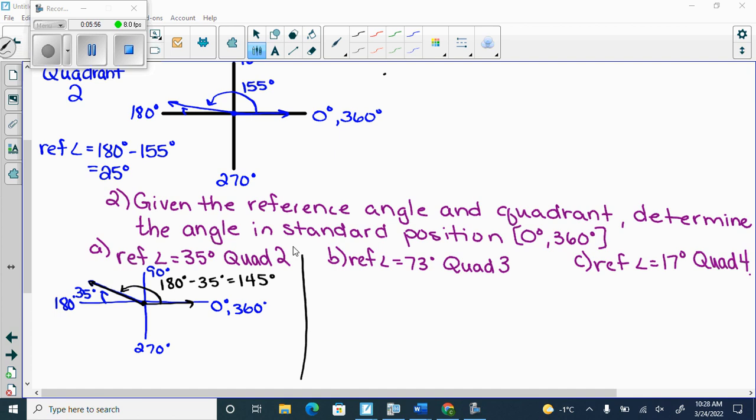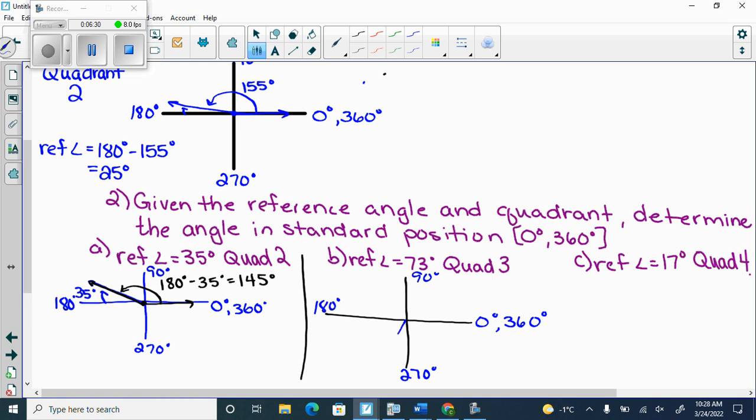Okay. Reference angle of 73 in quadrant 3. So 73 is quite a large angle. 0, 90, 180, 270, 360. What do I know at least? Where is it going to fall between? Between 180 and 270, correct? So if your answer is not between those two, you really messed up because you're not even in the right quadrant.